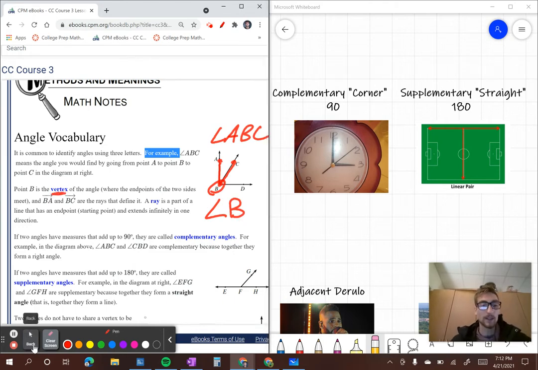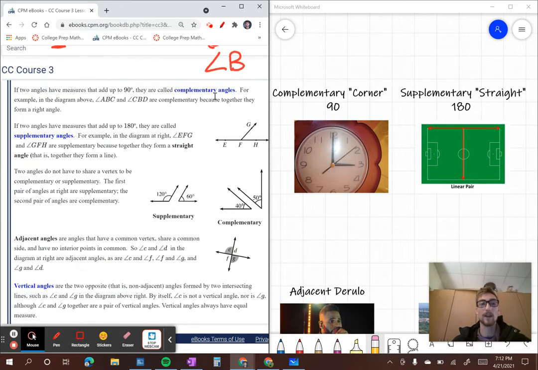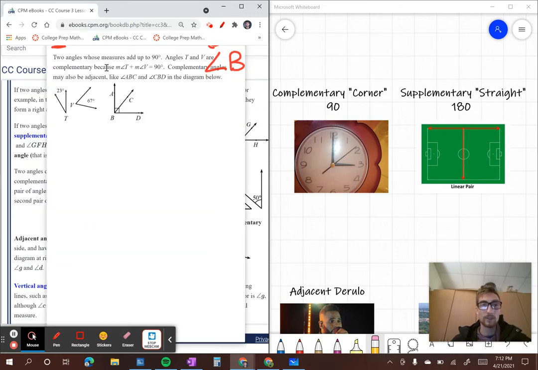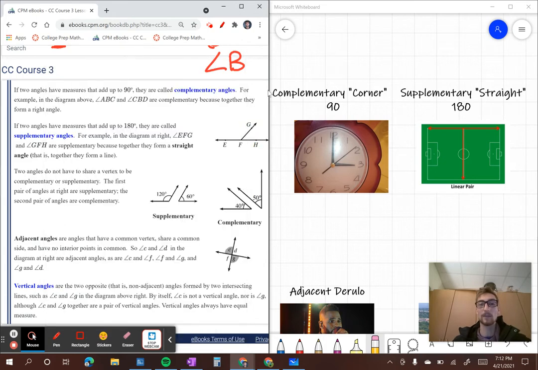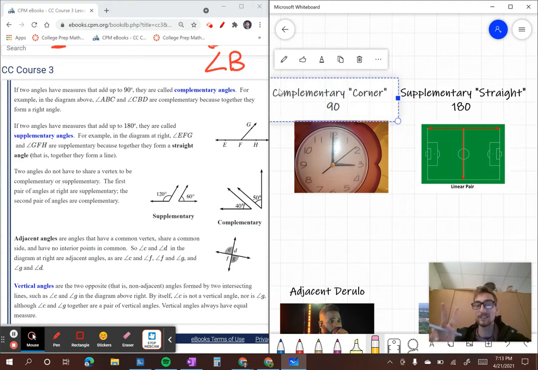And then it goes on to mention complementary angles. And I'm sure a lot of you remember what complementary angles are. Those are 2 angles that add up to 90 degrees. So for example, in this diagram, it says angle T is 23 degrees and angle V is 67 degrees. We add them together, it creates 90 degrees, a 90-degree angle. The way I remember this is complementary meaning corner. It makes a perfect corner. So I think of the 2 C's and remember that they add up to 90.